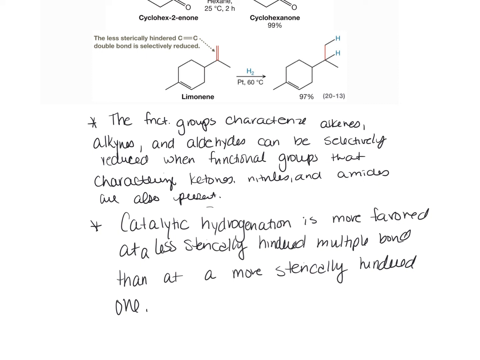I want to point out limonene here, which is the molecule we're talking about. It's a monoterpene that occurs naturally in the rinds of lemons and other citrus fruit, like oranges. Depending on where our labs fall, we are going to isolate limonene from oranges at some point. So there we are.